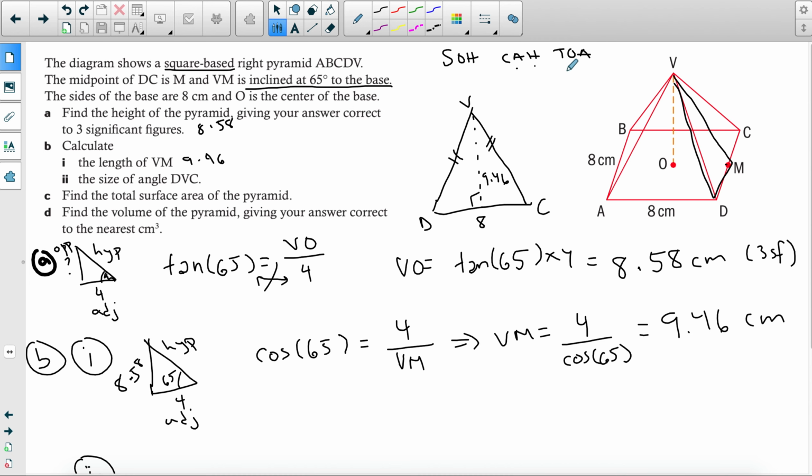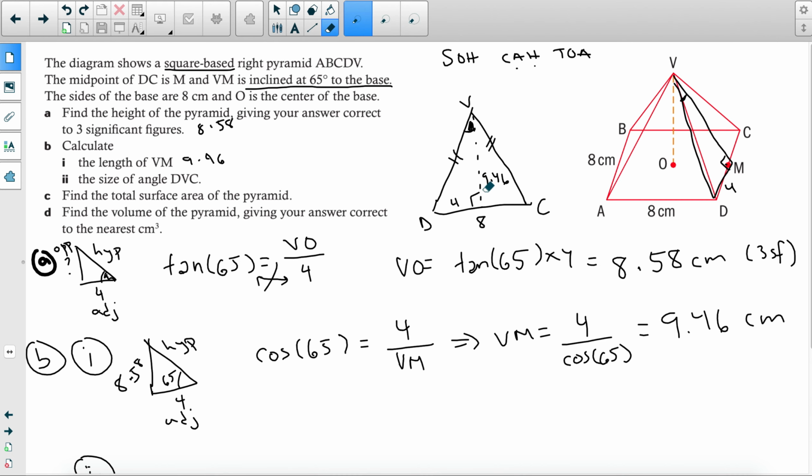And we have the right angle triangle here, and we're trying to find this angle, and then we'll double it to get the other side. So we have the base here. We know M is the midpoint, so this will be 4. We know VM, which is 9.46. So this is 4, 9.46, and we have this angle that we're missing.